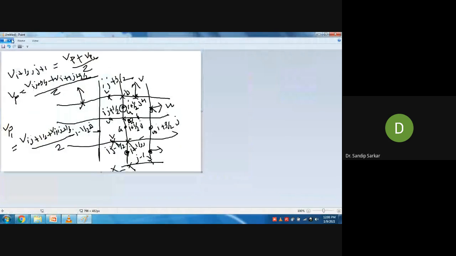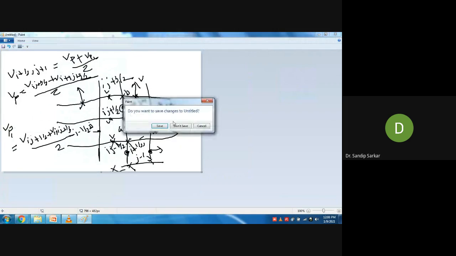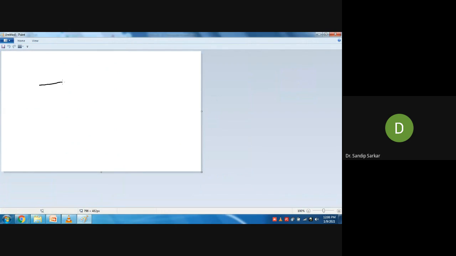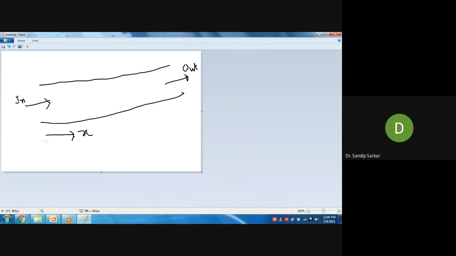Okay. Let me show you here. Suppose this is your domain. This is your inlet. This is your outlet. Suppose this is your x direction. This is your y direction. Fluid is entering and fluid is going out from this domain. So at the outlet, the boundary condition is the fully developed boundary condition.